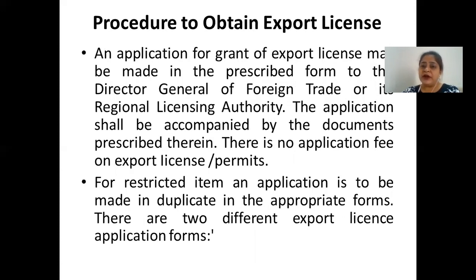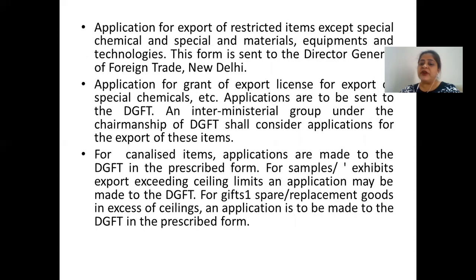Then how do we obtain the export license? For that, we have to apply for the export license in a prescribed form to DGFT, that is Director General of Foreign Trade, or the regional license authority. This application is required to be attached with several documents, and in the case of restricted items, the application is to be made in duplicate, and two different export licenses are to be obtained. Then there is the application for the export of restricted items, except special chemicals or special material equipment, technologies, etc. This form is sent to the DGFT.